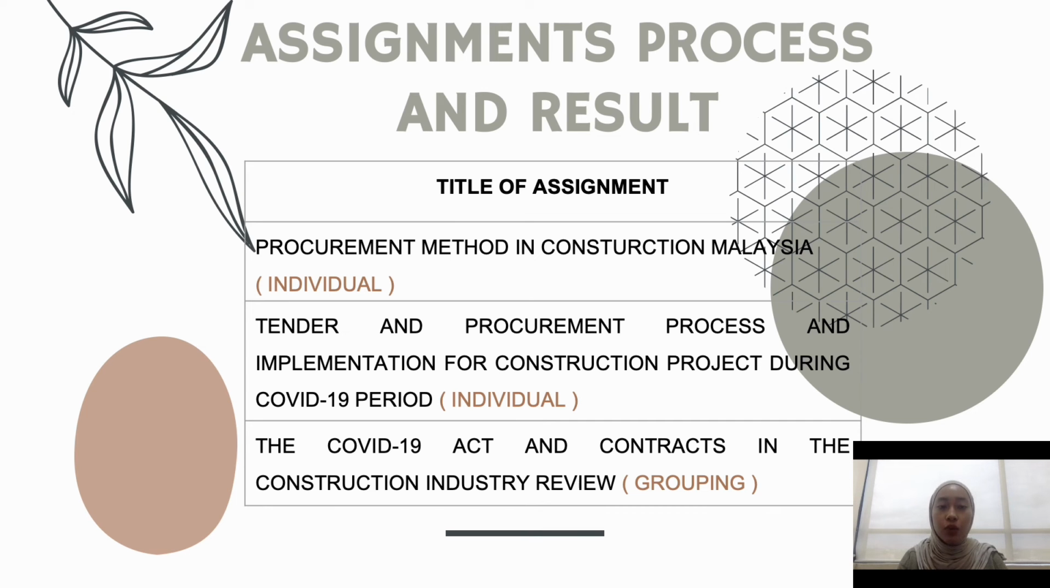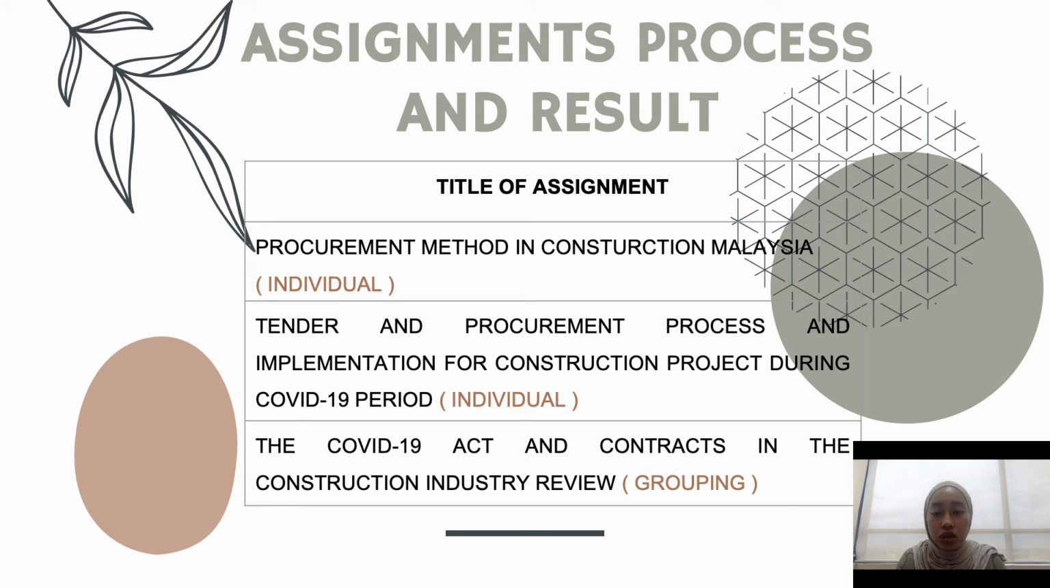Okay, next is assignment process and result. The students in this course will be assessed in two ways, ongoing and final. Students have two individual assignments and one group assignment, as well as one group project for their ongoing assessment. The first is procurement method in construction Malaysia, and the second is tender and procurement process and implementation for construction project during the COVID-19 period. The COVID-19 Act and Contract in the Construction Industry Review is the title of the group assignment, while document tender is the title of the group project.